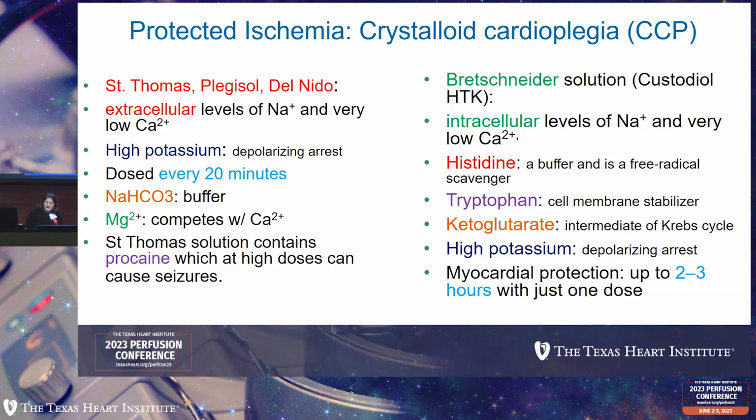The custodiol HTK, Franz Köhler solution, has intracellular levels of sodium and very low calcium. Histidine, which is the buffer that exists in blood, is a great oxygen free radical scavenger, as well as it buffers even at very low pHs, as low as 6.0. Tryptophan helps stabilize the membrane of the cells. Ketoglutarate is an intermediate of the Krebs cycle. Potassium is for a depolarizing arrest. This cardioplegia can be given as a one-time dose, and it gives you 2 to 3 hours of quiet heart for the surgery.